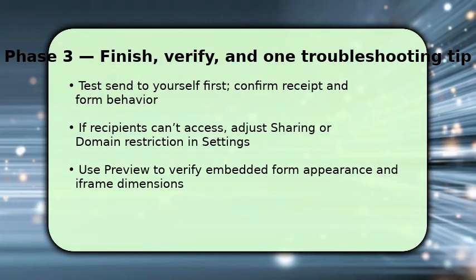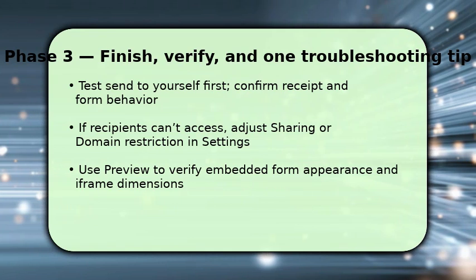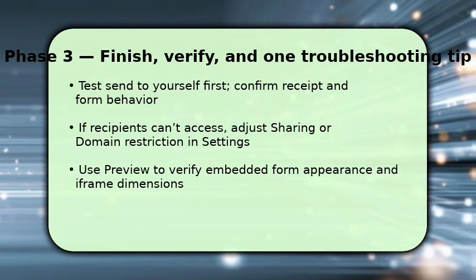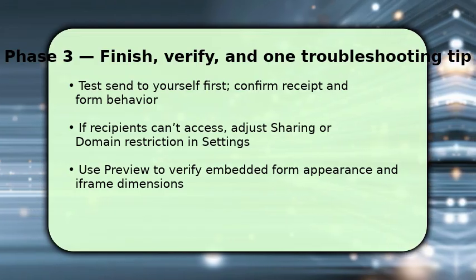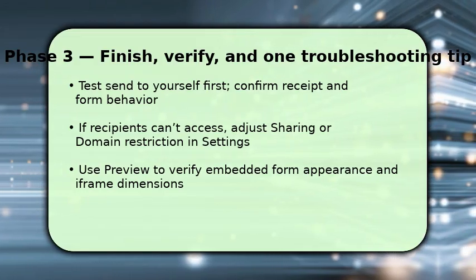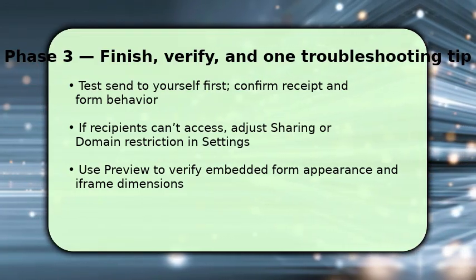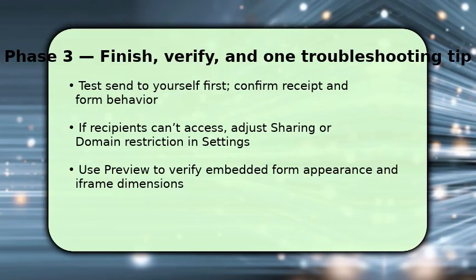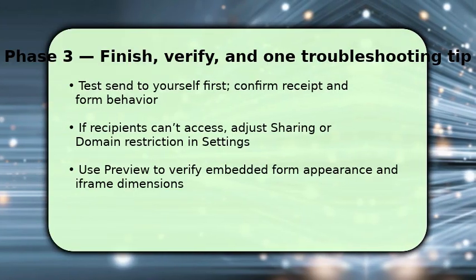Finalize by testing. Send the form to yourself and one alternate address to confirm access and response flow. If links or embeds fail, make sure sharing isn't restricted to your domain and that the destination sheet and permissions allow responses. If embedding looks odd, tweak iframe width and height and test in the target page.